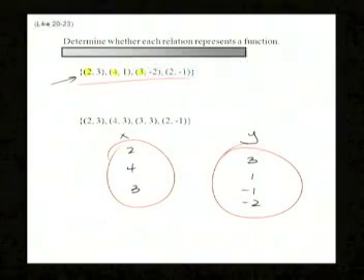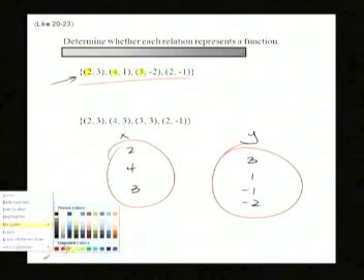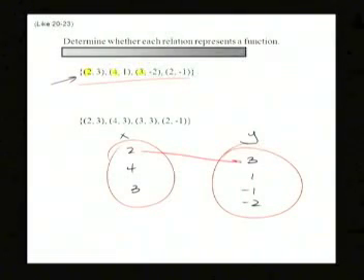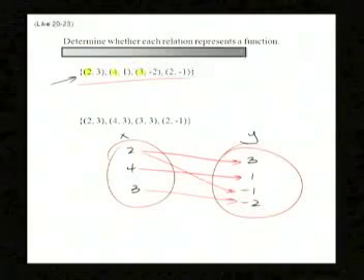Okay, now let's draw the relationship with lines. 2 gets sent over to 3, 4 gets sent over to 1, 3 gets sent over to negative 2, and so far it's a function, but here's the kicker: 2 gets sent over to negative 1. So 2, the input value, gets mapped over to 2 output values. That's no good. So at this point we're saying this isn't a function.